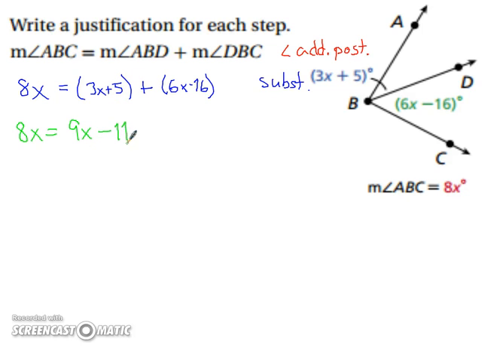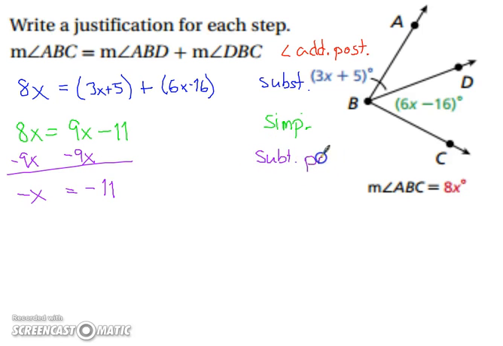Alright, so let's keep going. Oh, hold on, we have to state what we did. We simplified. Substitution and then simplify. Changing colors. Alright, well we want to get our x's to the same side of the equation. So we're going to subtract 9x from both sides. So now we have negative x equals negative 11. And we used the subtraction property of equality.